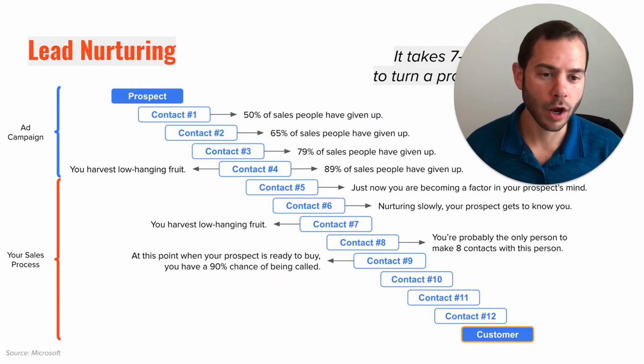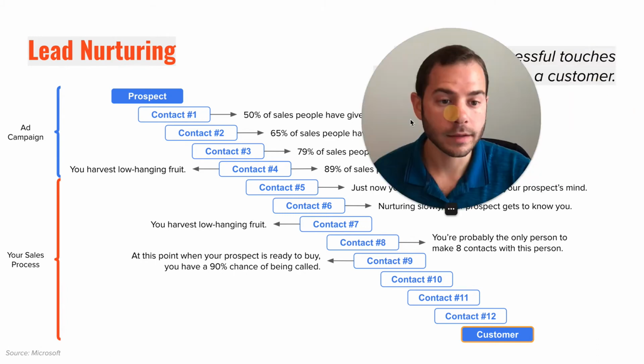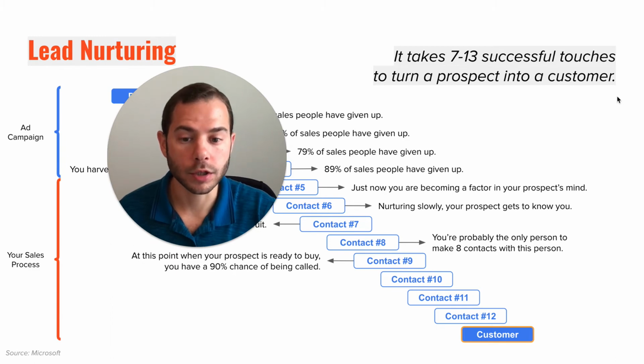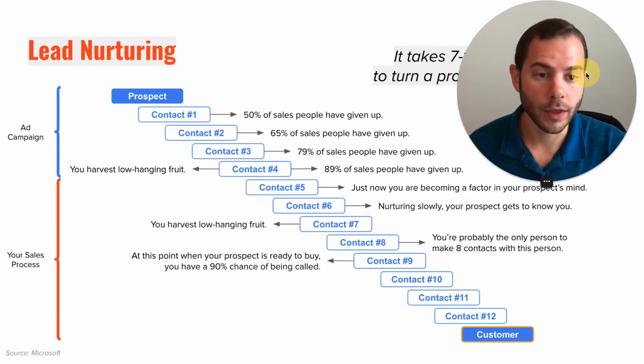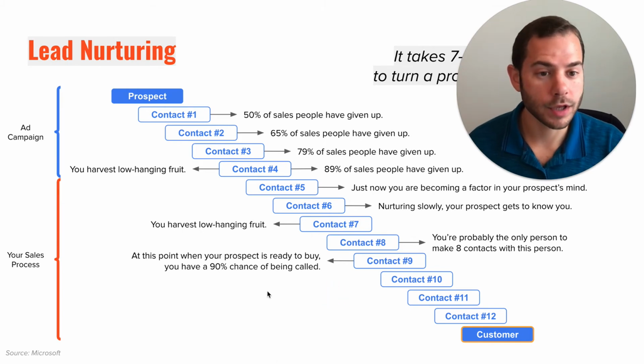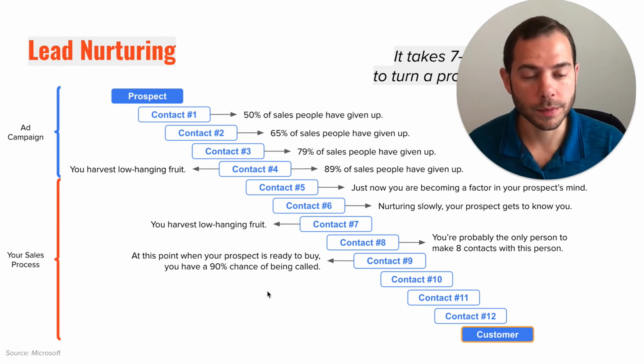Now, the reason why we're talking so much about this is because there's a lot of data out there that shows that it takes on average 7 to 13 successful touches to turn a prospect into a customer. There's a lot of data out there that supports this, and this right here is from Microsoft. I would say that they probably know a thing or two about B2B sales. And it's very interesting to look through these different steps in the process.